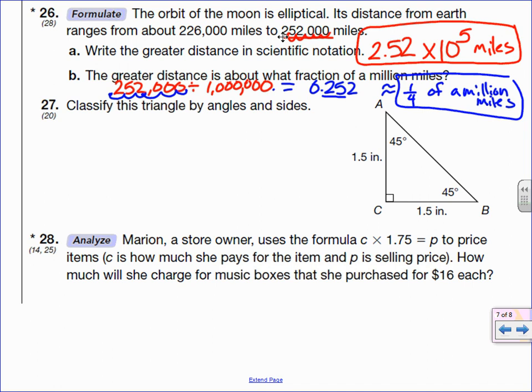Classify this triangle by angles and sides. So by angles, since there's a right angle here at C, it's a right angle, or a right triangle. And then by sides, since these two sides are equal, and there's a right angle, we know that it can't be equilateral, so it has to be isosceles. Only those two sides are equal.